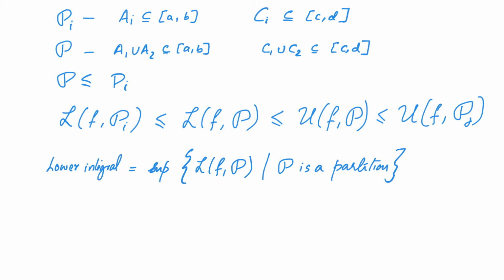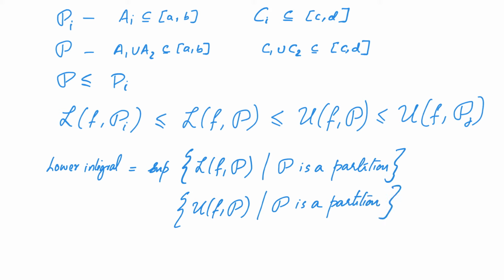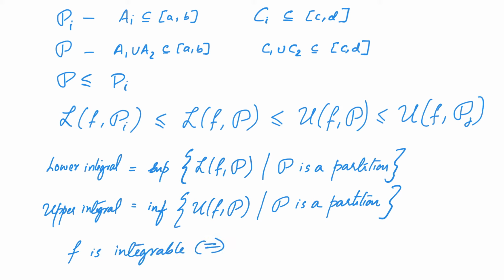Similarly, you can observe that the set of all upper sums of this function is bounded below. More precisely, it's bounded below by any lower sum that you take. As this is a subset of the set of real numbers that is bounded below, we can take the infimum of all these values. And this infimum will be called the upper integral of this function on the rectangle [a,b] cross [c,d]. We say a function f is integrable if both the upper integral and the lower integral are equal. Moreover, this value would be called the integral or the double integral of this function.